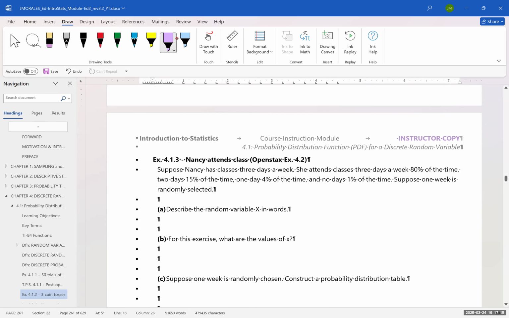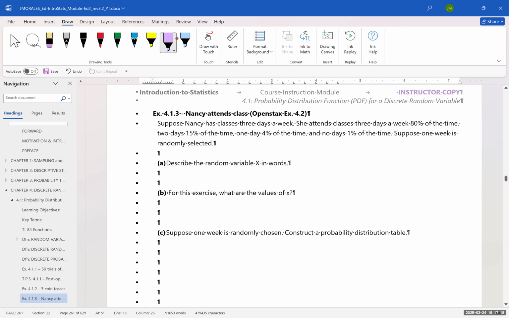So let's look at another example of how something like this could be presented. Feel free to pause and try this on your own, and then check your answers with my explanation. Suppose Nancy has classes 3 days a week. She attends classes 3 days a week, 80% of the time, 2 days, 15% of the time, 1 day, 4% of the time, and no days, 1% of the time. Suppose 1 week is randomly selected. Part A is to describe the random variable x in words.